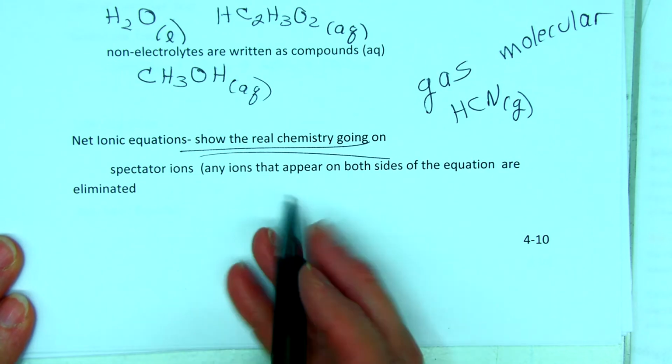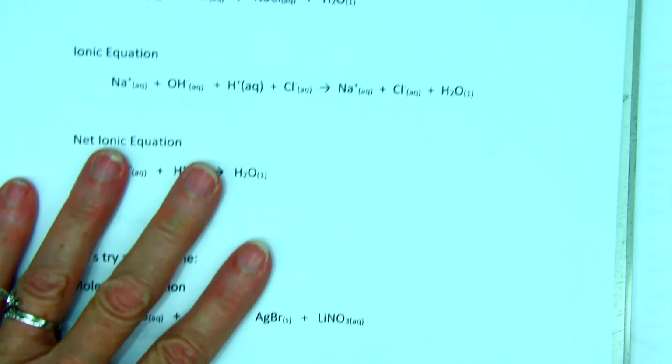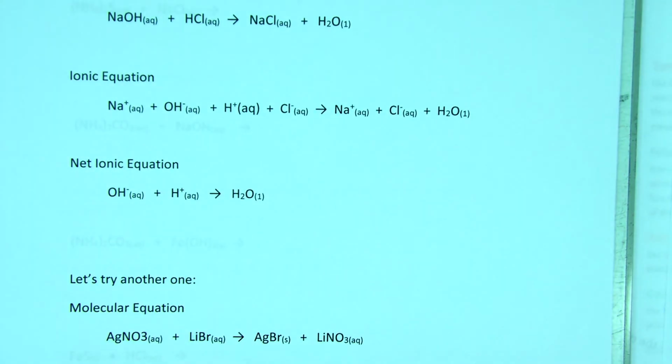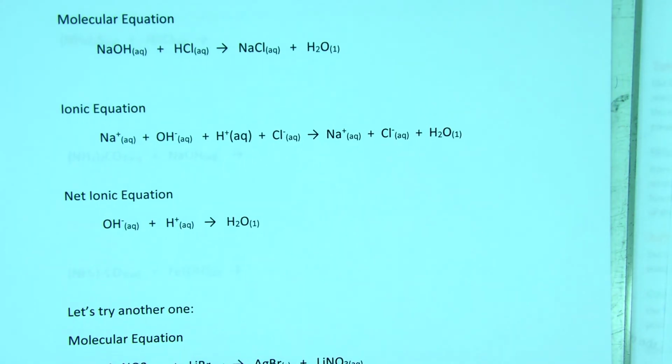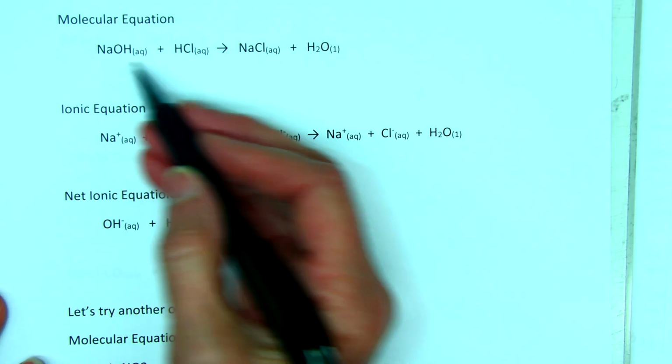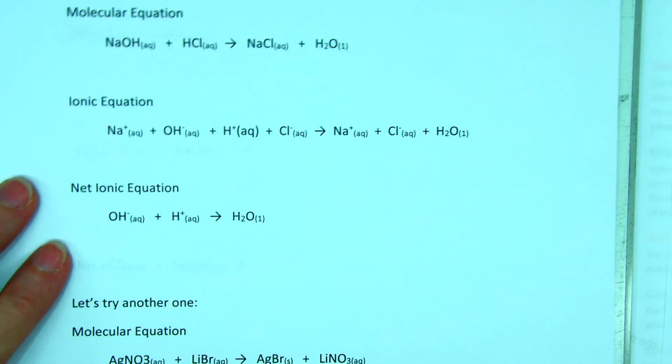So, the spectator ions are removed. So, let's look at an example. Here we have sodium hydroxide reacting with hydrochloric acid to give us sodium chloride and water. That is our molecular equation. It's balanced. We have all the subscripts in there. Now, let's break this apart and say what's really in my beaker.